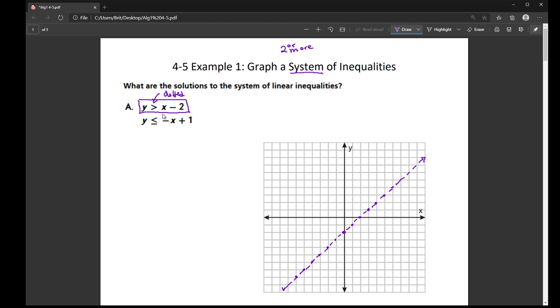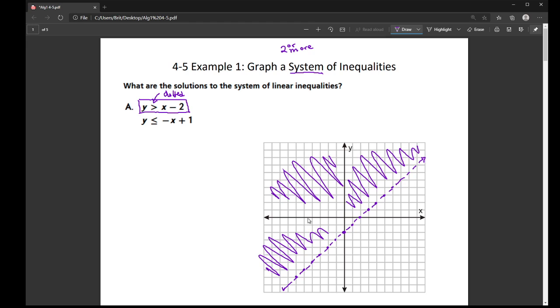And this says y is greater than all that stuff, so I would be shading this upwards this way. Now if you're taking notes, it is a lot easier to shade with colored pencils than on my PDF because my PDF overrides things.